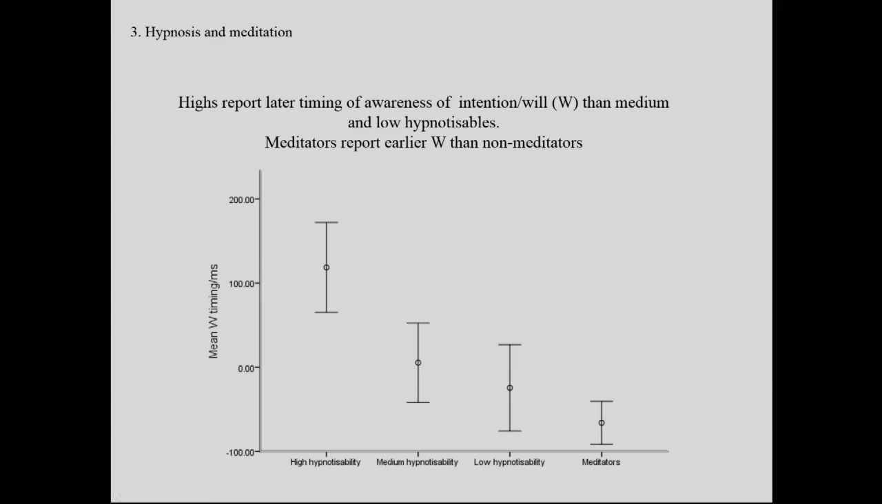0 is the point at which the finger moved. So your intention should really be before that point if you have some reasonable accuracy. And for most people it is, but highly hypnotizable people on average is a good 100 milliseconds afterwards. So they are particularly slow in becoming aware of their intention to move. And meditators are particularly early in their awareness of their intentions, just as we predicted.